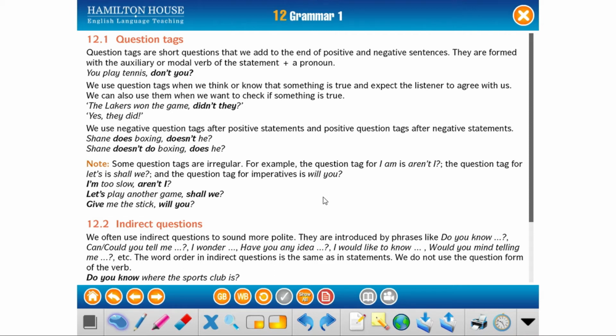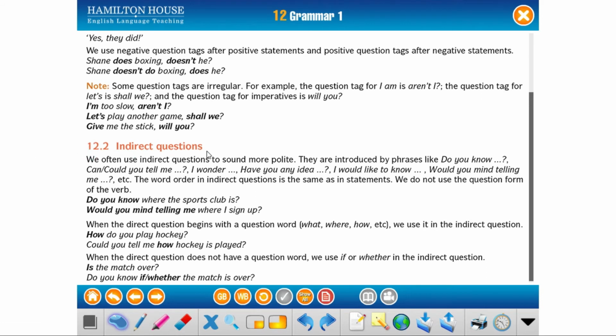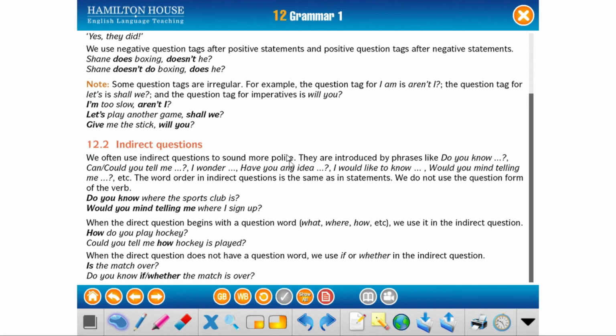So question tags are short questions that we use at the end of a statement using the auxiliary verb or a modal verb according to the tense we are using, and also the pronoun. And remember, if we are using a statement in affirmative, we ask it in negative, and if we are using a statement in negative, we ask in affirmative. So let's continue. Then we have the indirect questions.